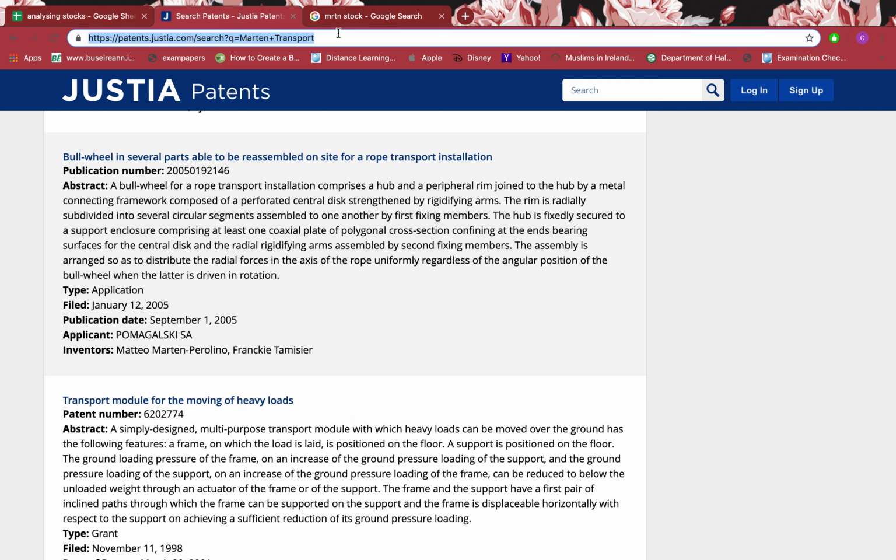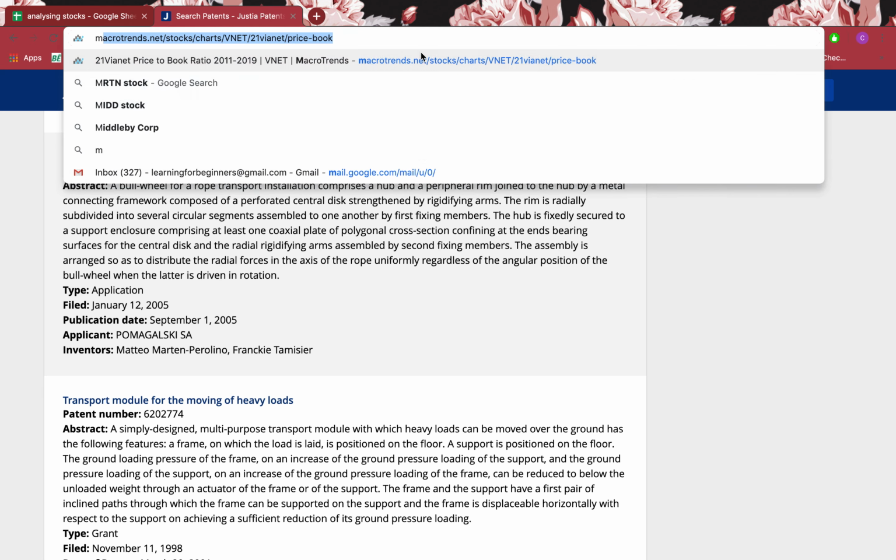Patents are important because they act as a moat. It makes the company stronger against its competitors. So the more patents the company has, the stronger it is in the market. So you can just search yourself.